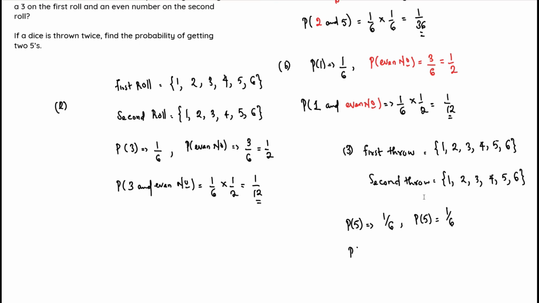So the probability of having a 5 and a 5 is equal to 1 over 6 times 1 over 6, and that gives us 1 divided by 36. So if two fair dice are thrown at the same time, the probability of getting two 5s is equal to 1 over 36.